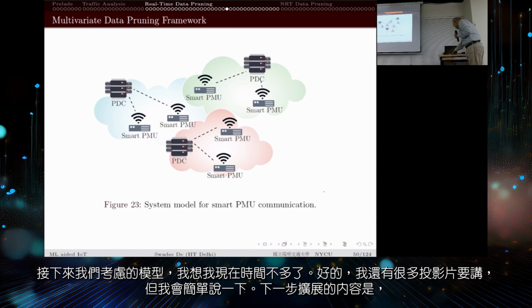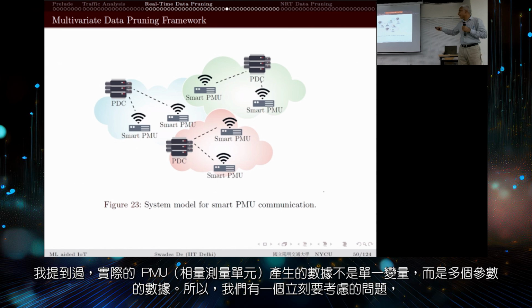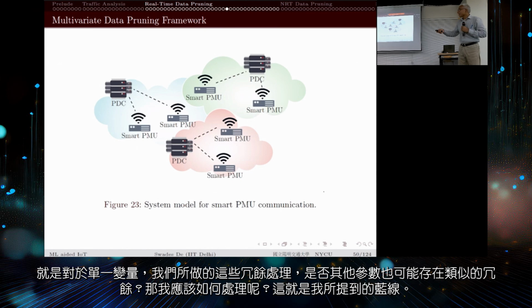So for the next model, I think I am running out of time now. Okay, I have many more slides to go, but the next extension we have considered is a different scenario. As I mentioned, real PMUs are actually generating not single variate data but multiple parameters together. So one immediate question we have in mind is that, for a single variate, similar redundancy might exist for other parameters also. So how do I deal with it?